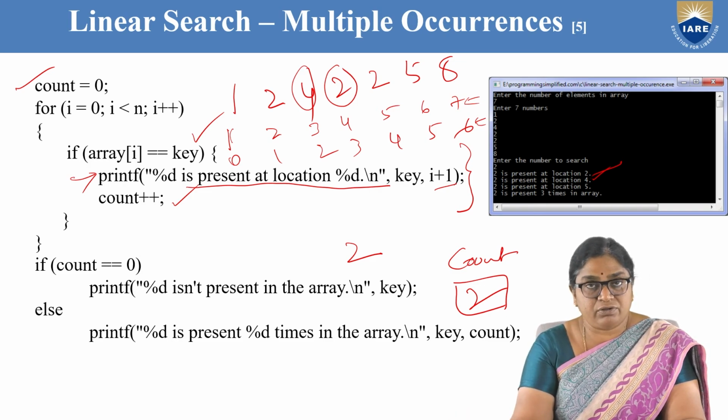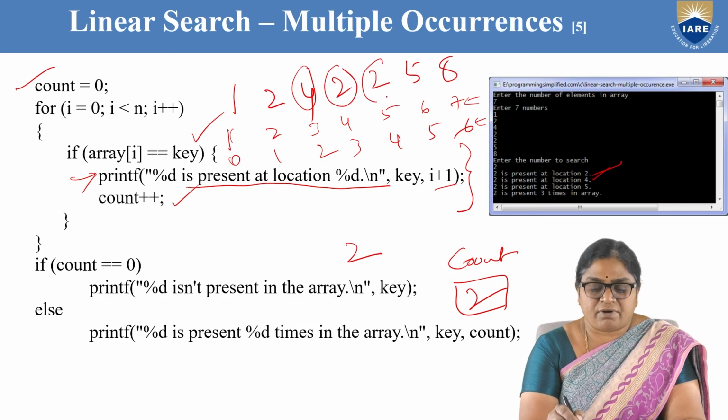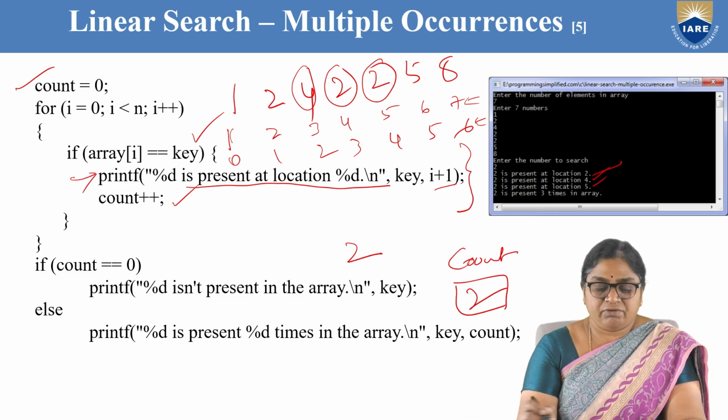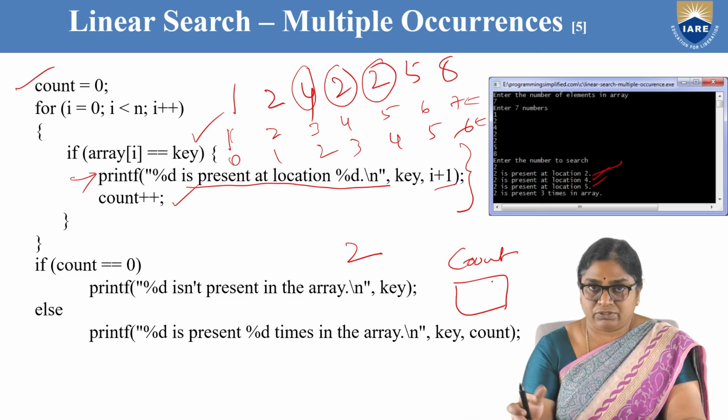Now the I value is 4. So once again we will check, is array of I is equivalent to key? Yes. So once again we are displaying 2 is present at location I plus 1, that is 4 plus 1, which is 5. And then we are incrementing the count value. Now count value is previously 2, now it is 3. And after that we will go further.